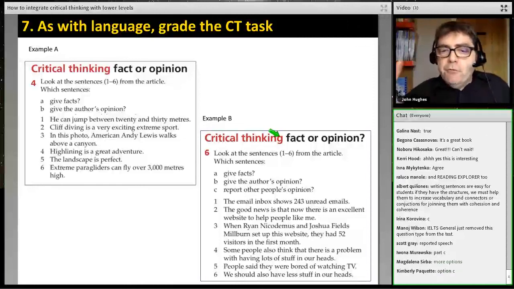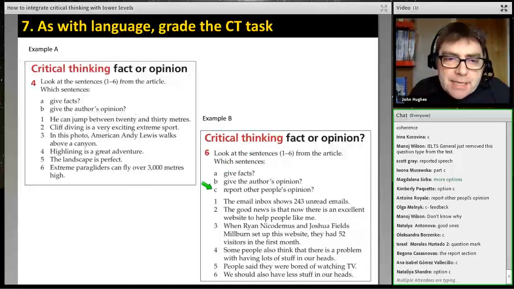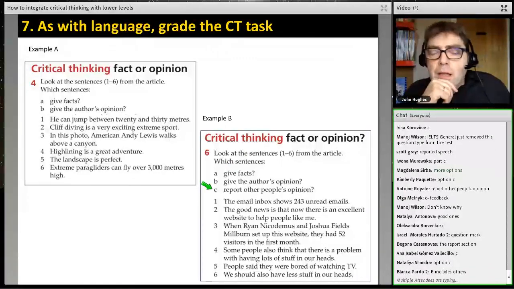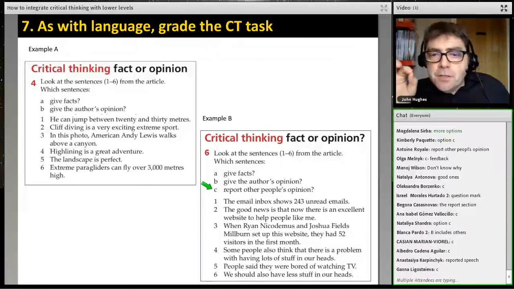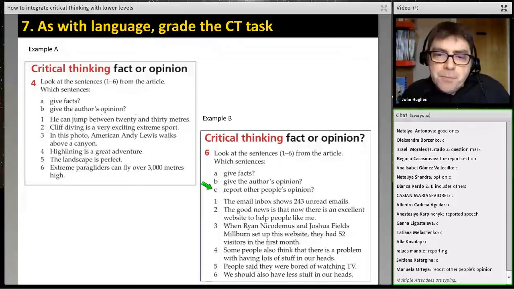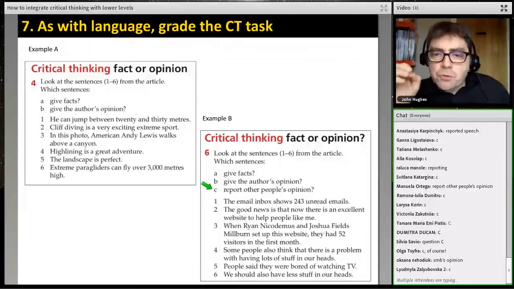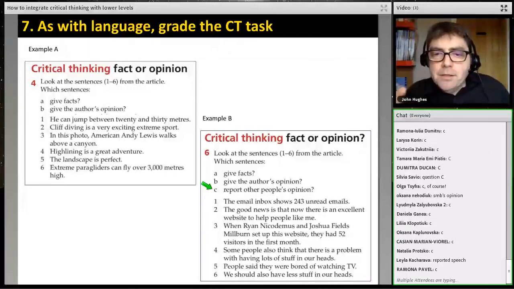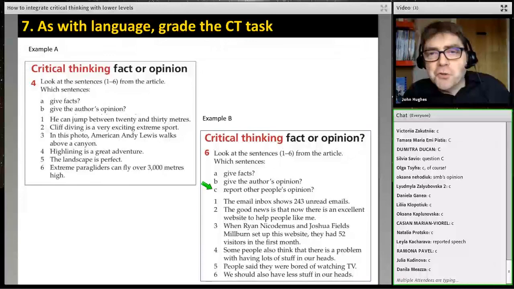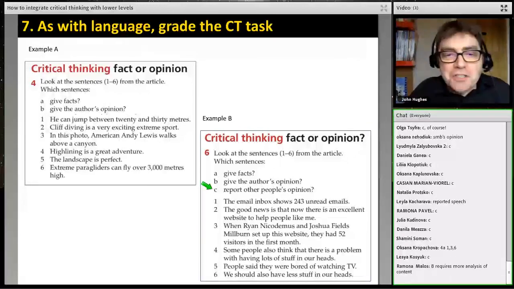Yeah, Irina and Scott have answered the question. So it's this bit in B. Instead of just looking for fact and opinion, I'm looking at the reporting of other people's opinion. And the advantage of that is that I'm focusing on reported speech. Yes, Olga, of course, it's an obvious question, I know. But we're getting them to look at reported speech.